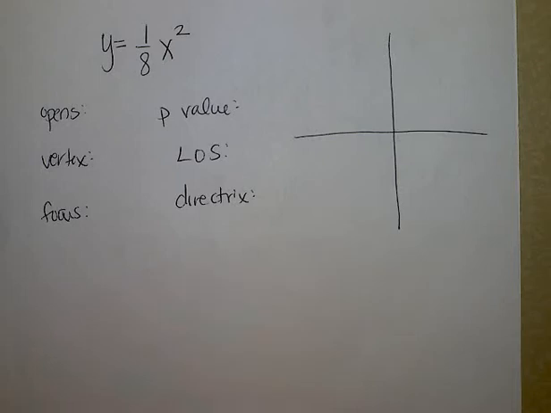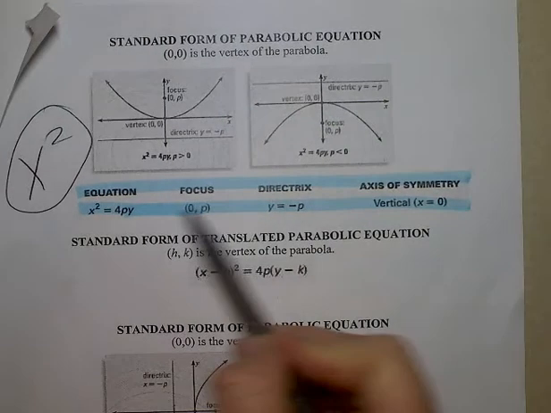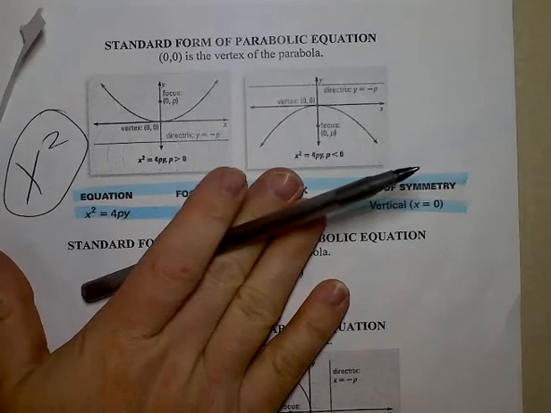The first thing you ask yourself is, is this an x squared or a y squared problem? X squared, because we see an x squared in it. So now find the paper that says x squared, and this is what we're going to refer to the entire time. So have this part out, okay? You're going to be referring back to that.